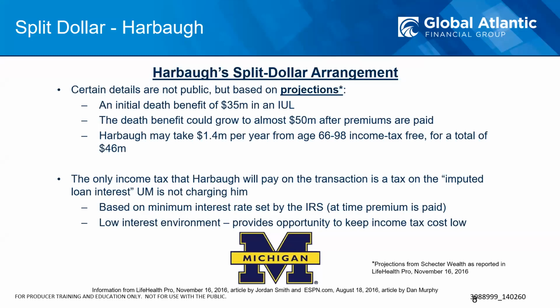From age 66 to 98, for a total of around $50 million. That was how this plan was set out and strategized. Interest rates were low. This happened, I think, about 5 years ago now, and interest rates were low then. They continue to be low and probably lower at this point, so it's even more attractive at this point to engage in the split dollar plan.